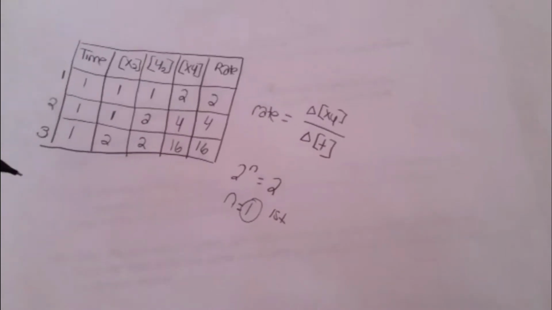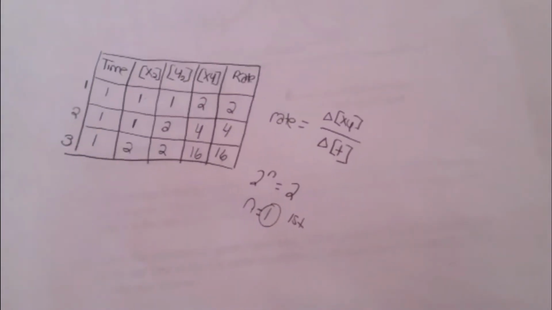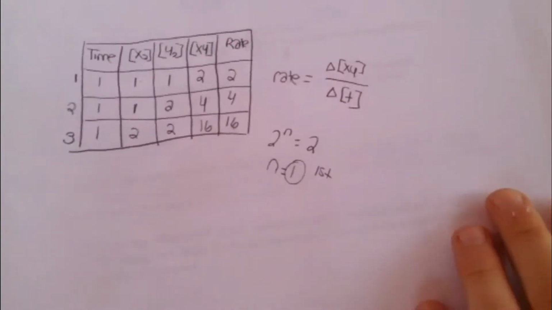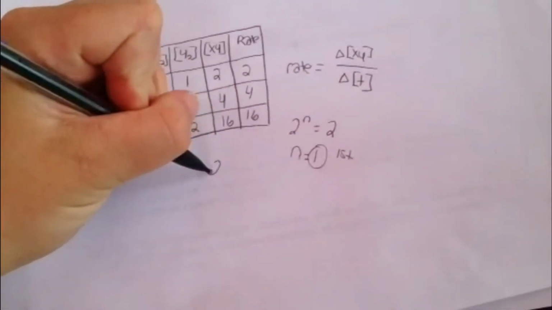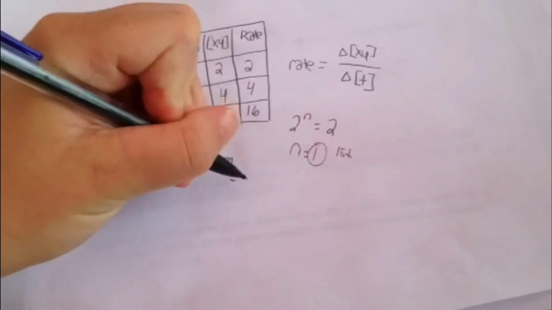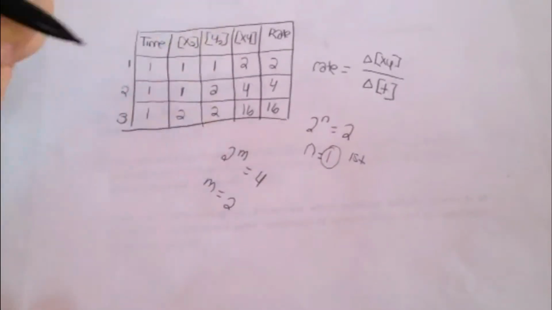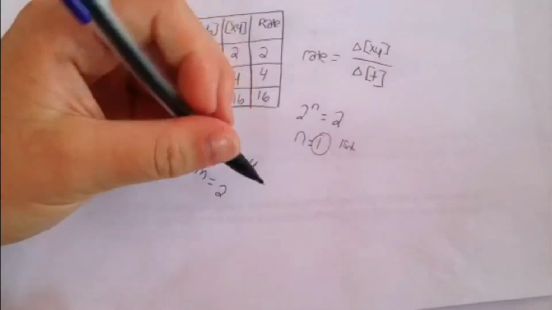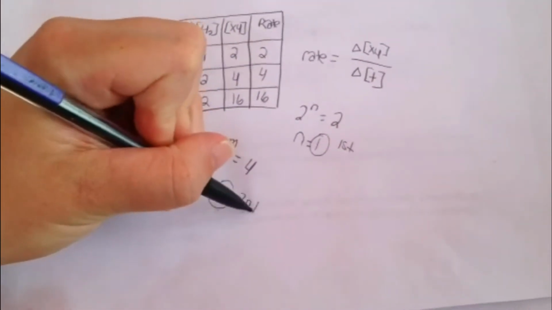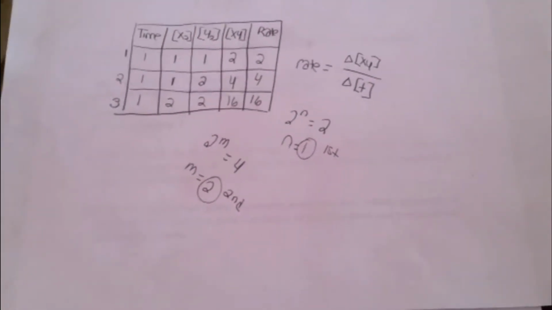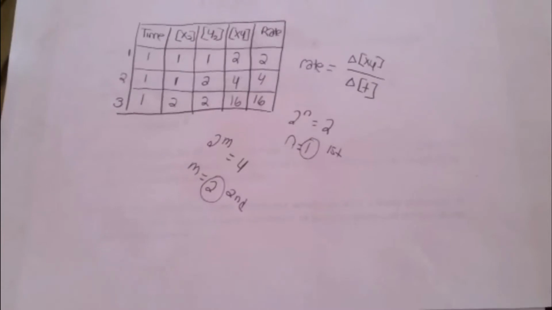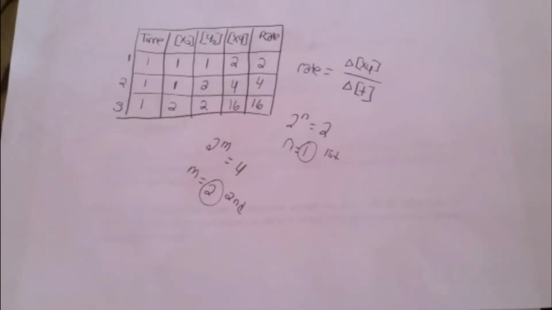When comparing reactions 2 and 3, we see that x is doubling while y is being held constant. This time, the rate is being quadrupled. So the equation is going to be 2 to the m equals 4. What makes this equation true? 2. So m must equal 2. So this means that this reaction is going to be second order. So now we have figured out x is second order while y is first order. So now we have found m and n and have fulfilled the requirements of part C.